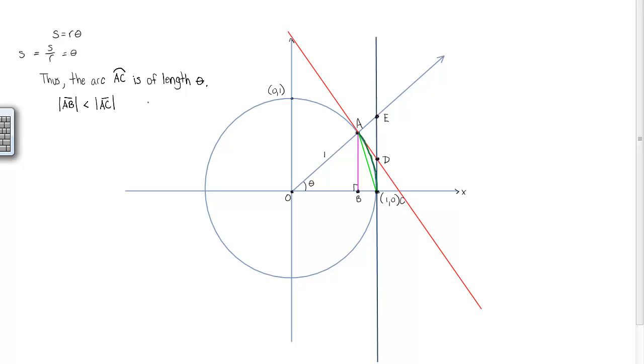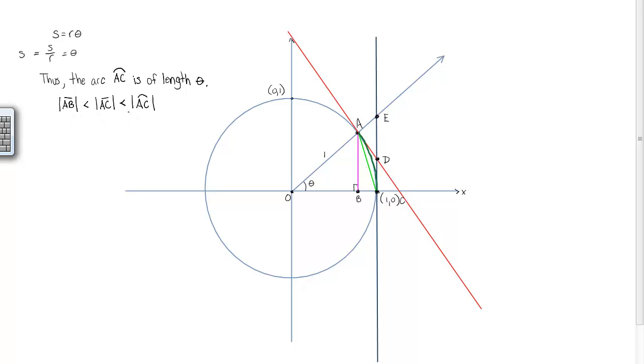Right? And of course, if you look at the length of that line AC, it's definitely shorter than the length of the arc. The arc is always longer than the chord. So that arc length AC also has to be bigger than all that. So we have a triple-sided inequality here.